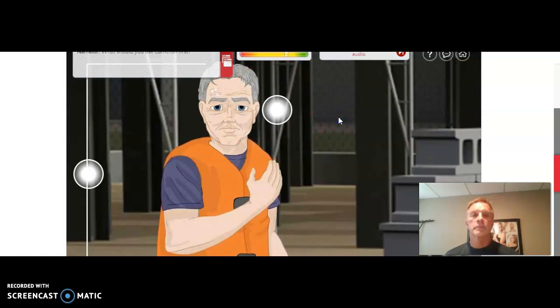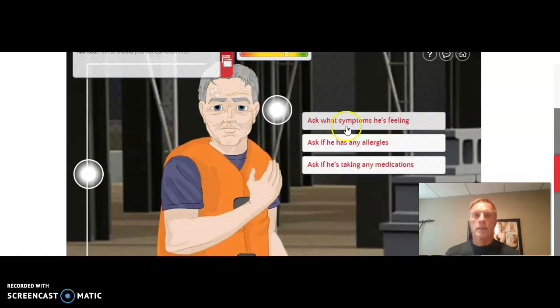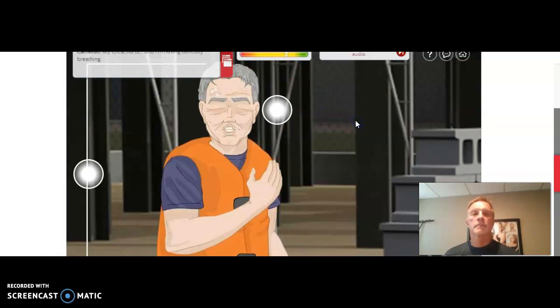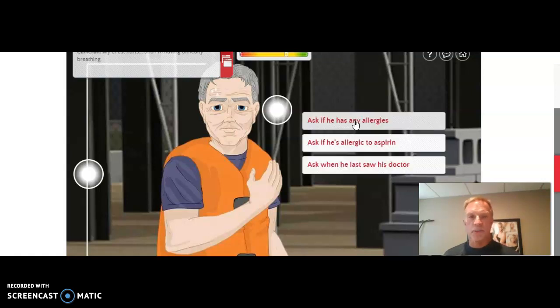What should you ask Cameron first? "My chest hurts, and I'm having difficulty breathing." The S for symptoms. Okay, so we have some choices here. No. That's the A. So we're looking at the M.